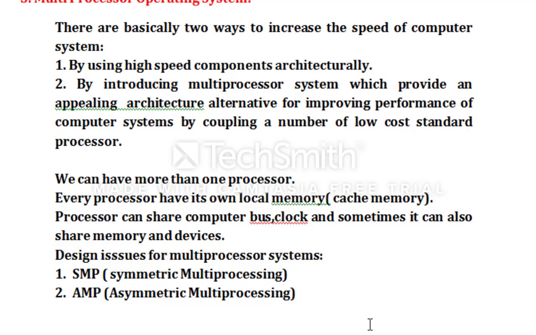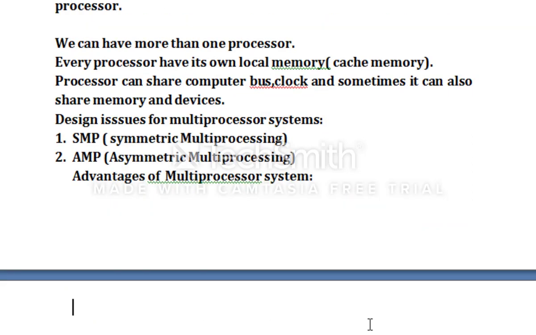Advantages of multiprocessor system. First is, of course, we have a number of processors, so automatically we have better throughput as compared to multiprogramming. So, increased system throughput.